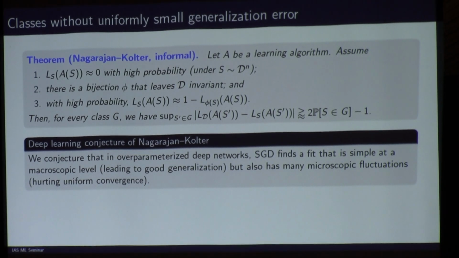All right? And so what they conjectured in the paper is that in overparameterized deep networks, SGD is indeed finding a simple macroscopic description, but has these microscopic defects which may be killing attempts to get uniform convergence. So this doesn't apply to data-dependent bounds? This is very data-dependent.